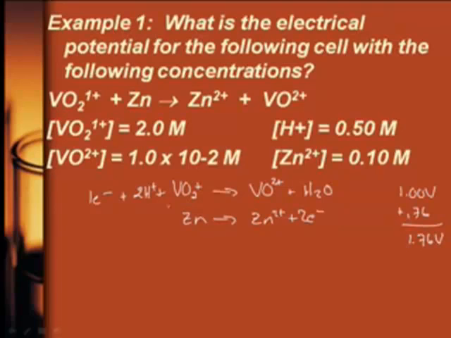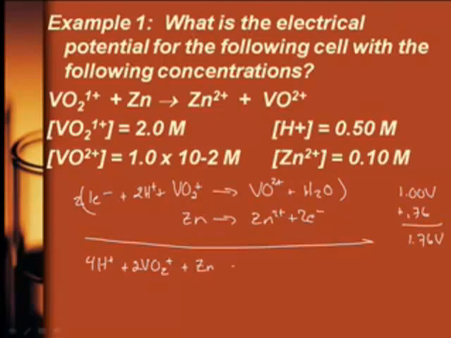Now we do need to then add these reactions, right? So this one we're going to double because we have to get the 2 electrons to cancel. So this will be 4H positive plus 2 VO2 positive, plus the zinc metal makes the zinc 2 positive plus 2 VO2 positive, plus 2 waters. Just check. All right, now we have a balanced equation.